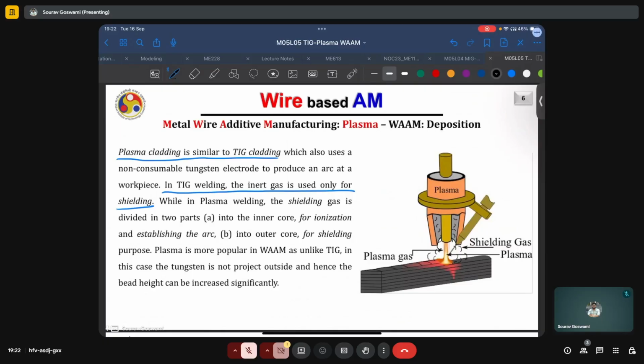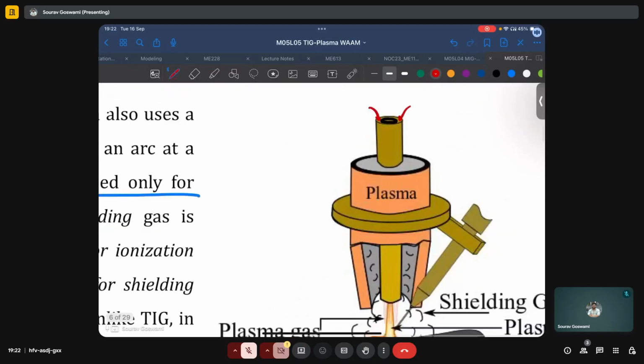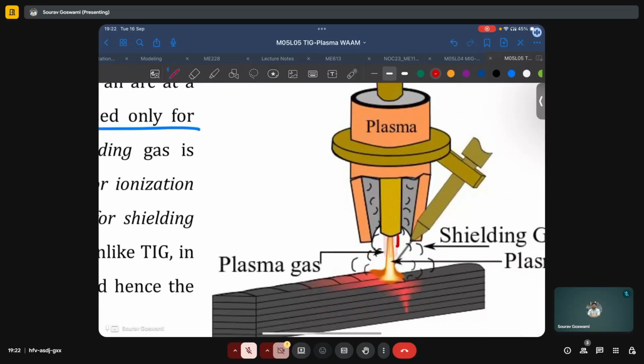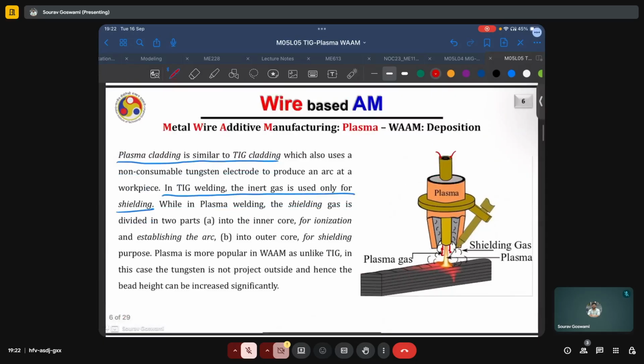So here this tungsten electrode can have some annular channel, and some of the gas will flow inside and come out from this side, as we can see, and which is chiefly used for ionization and establishing the arc. There is a second part of this gas which comes from here as shown in green, which is actually used for shielding the melt pool and for displacing the oxygen and other atmospheric gases.